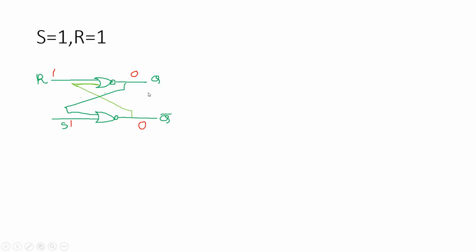So Q and Q bar are simultaneously 0, and this makes one problem. As we know, Q is something and its complement cannot be the same, that is, they cannot be 0 or 1 simultaneously, but here it is not following the basic concept of digital electronics. Q and Q bar are simultaneously becoming the same value, 0, so this is called the forbidden region, and the designers never use this particular case, S equal to 1, R equal to 1, for this NOR SR latch.